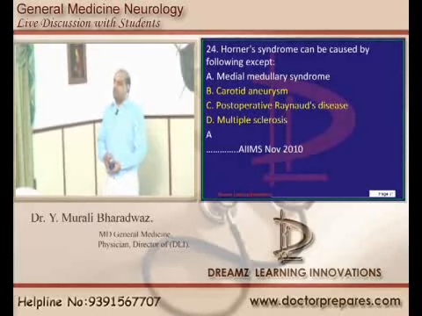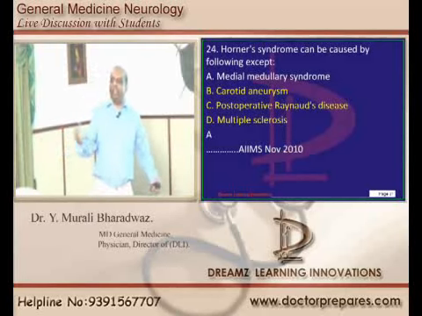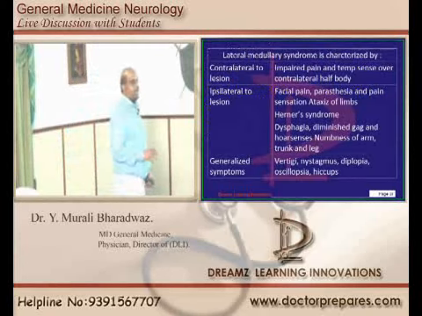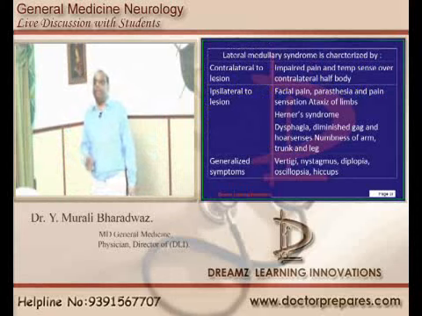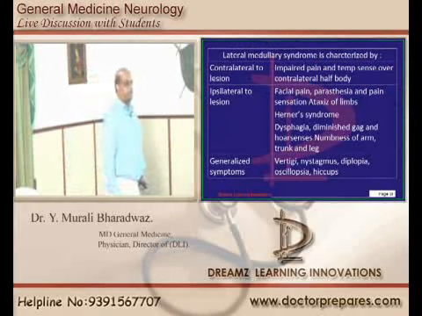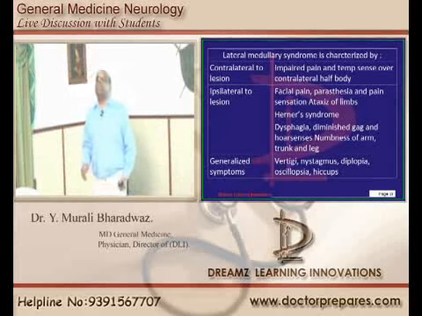Where do you get Horner's syndrome? Already we are PhD in Horner's. Now, it is not the medial medulla, it is the lateral medulla where the sympathetic chain is passing. Hence, lateral medullary syndrome of Wallenberg, where you come across the Horner's, is what you have to appreciate.